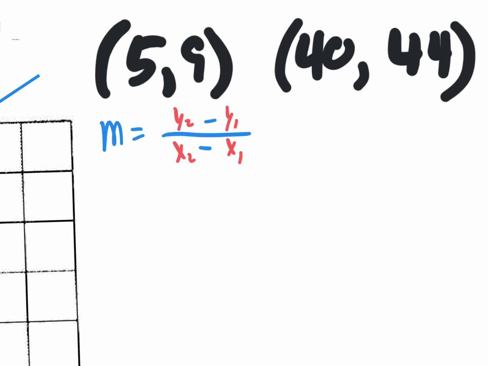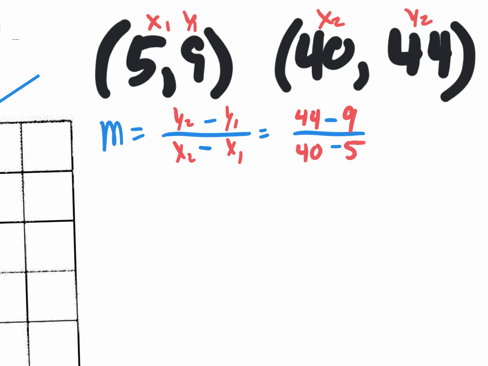Here's my slope formula. And of course, we need to label these coordinates, x1, y1, x2, y2. And when you plug it into your slope formula, I recommend using blank spots as you plug in. The y2 is 44, the y1 is 9, the x2 is 40, the x1 is 5. And maybe I shouldn't have done this one because it's ridiculously easy. When we get 44, take away 9, we get 35. And on the bottom, 40, take away 5 is also 35. So we get 1. The m equals 1.